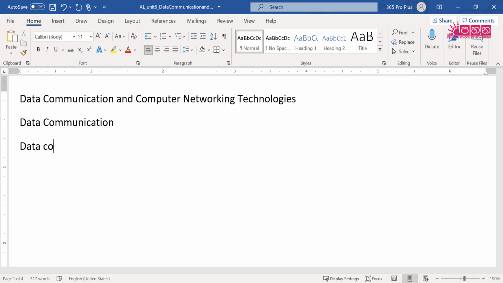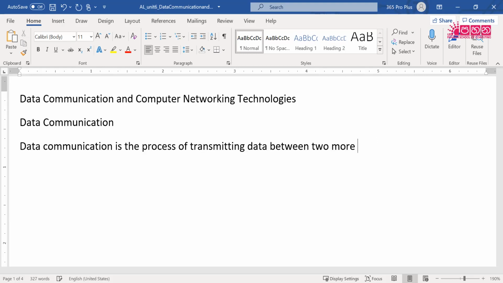You can write down: data communication is the process of transmitting data between two or more devices using some transmission media.